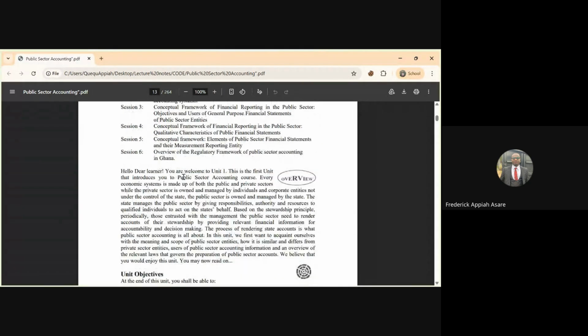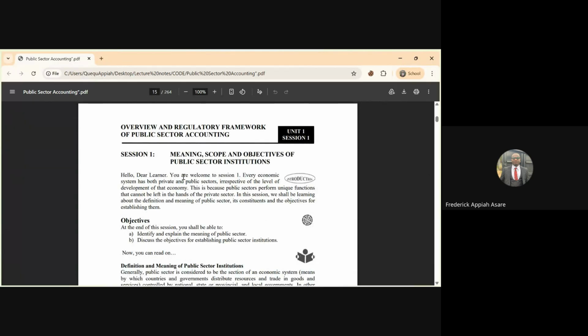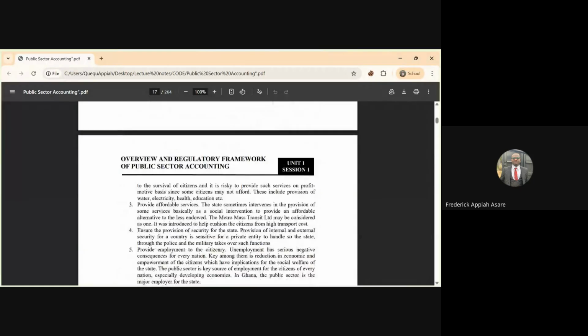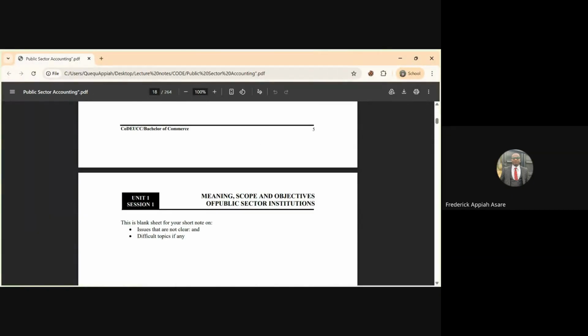Before you can do any course, the first thing you have to do is understand what the course is about, or what the title of the course is about. The title of the course is Public Sector Accounting. And this accounting is prepared by public sector institutions. So you have to know what public sector institutions are. Then from there, we look at maybe their objectives. Then we look at the actual public sector accounting. And we also know the differences between public sector and private sector.